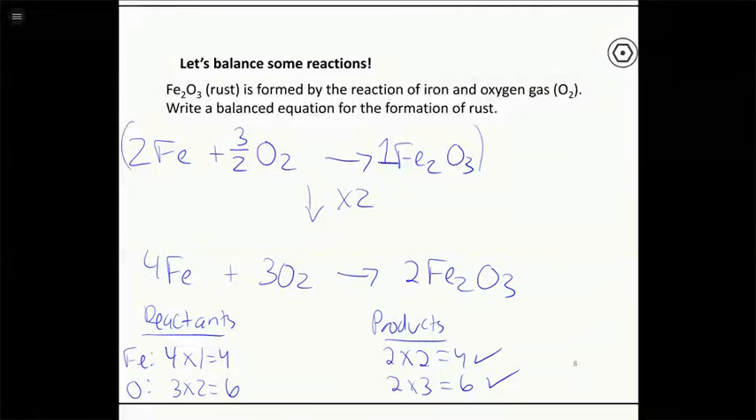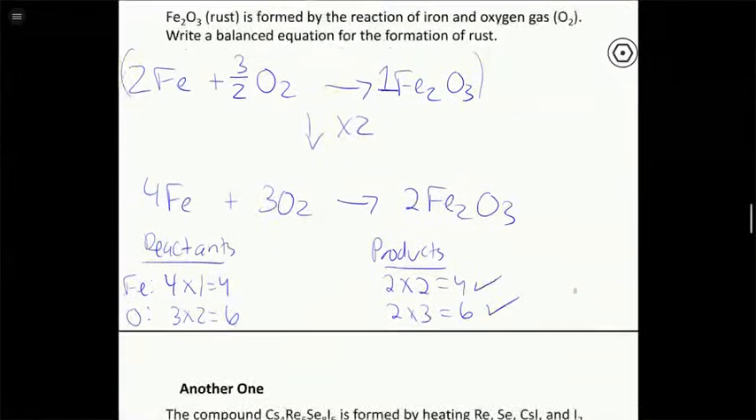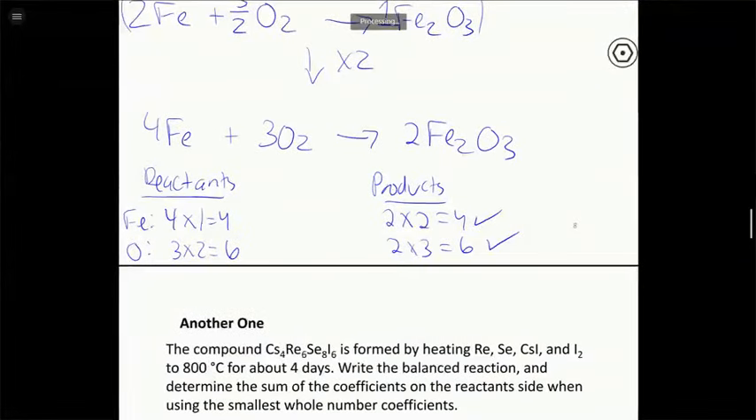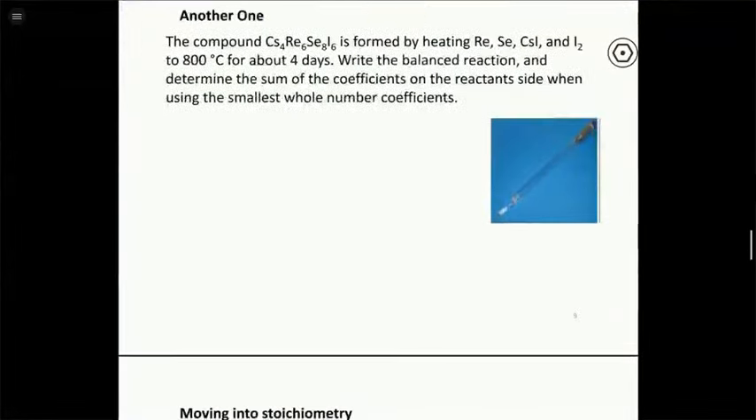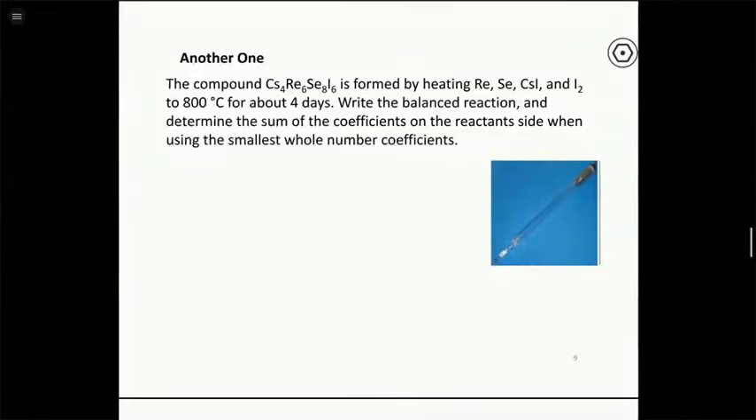All right, and then finally, one last example of balancing reactions. This one's a special one to me because it was one of the first reactions I ever did during my undergraduate research. So you always remember your first one. And so we're gonna talk about the compound Cs4Re6Se8I6. So it's a pretty complicated structure.